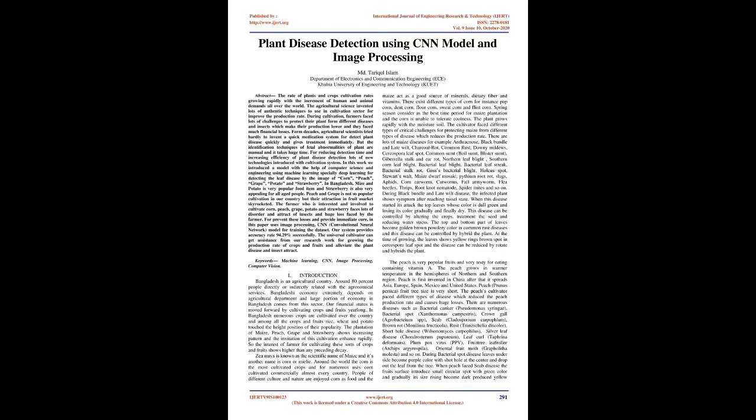Cultivators everywhere can get assistance from our research work for increasing the production rate of crops and fruits and alleviating plant disease and insect attacks. Keywords: machine learning, CNN, image processing, computer vision. Introduction. Bangladesh is an agricultural country.